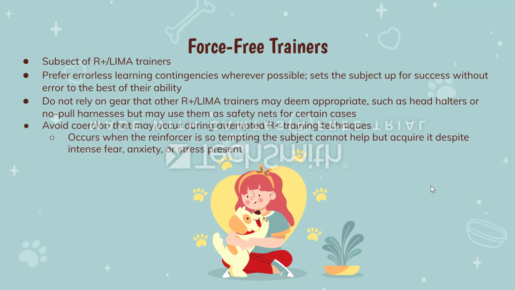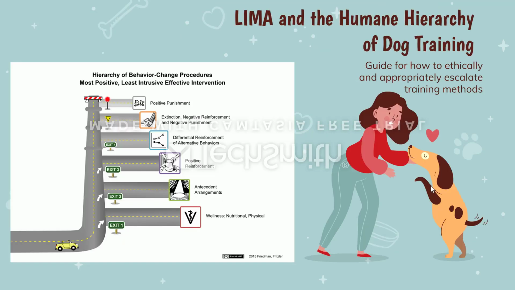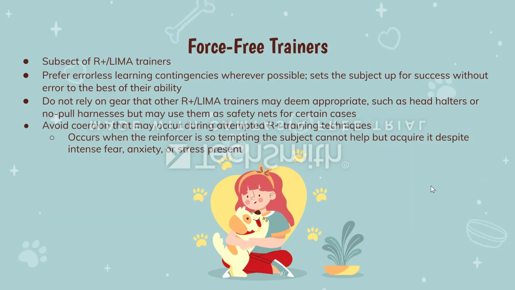Okay, so we're going to talk about force-free trainers. So force-free trainers are a subset of positive reinforcement LEMA trainers. These are trainers that prefer what's called errorless learning contingencies. So going back to our antecedent arrangements here, this is where errorless learning contingencies are applied. And what that means is the environment and the entire setup for training for this animal is built on making it so that they can really only succeed. Their risk of failure is as minimized as possible.